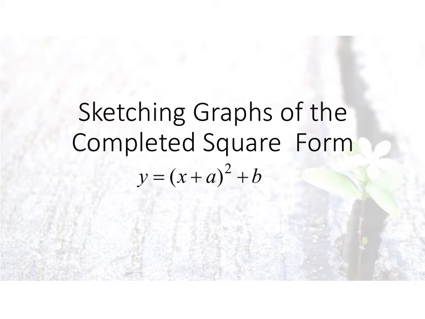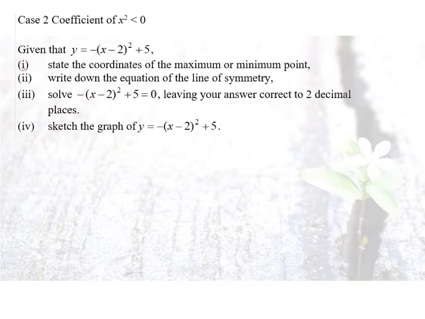Sketching graphs of completed square form, part 2, for coefficient of x squared that is negative. Given that y equals negative (x minus 2) whole squared plus 5, in this case I will get a negative x squared. Since it's negative, you'll have a sad face, which means there'll be a maximum point.